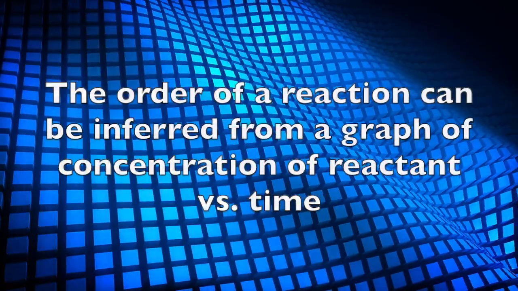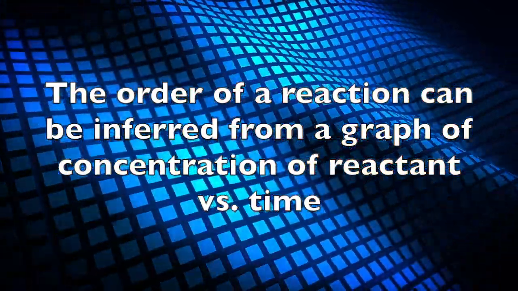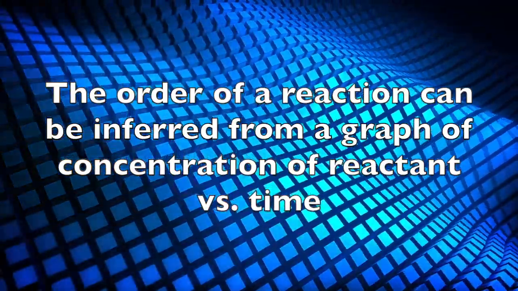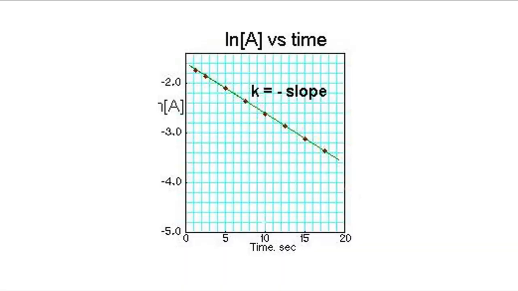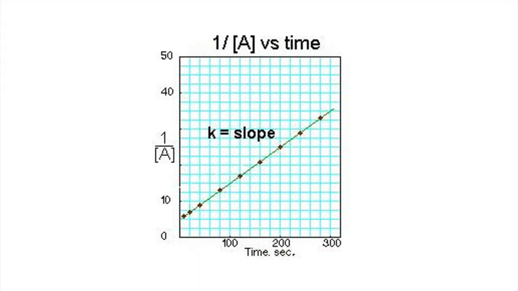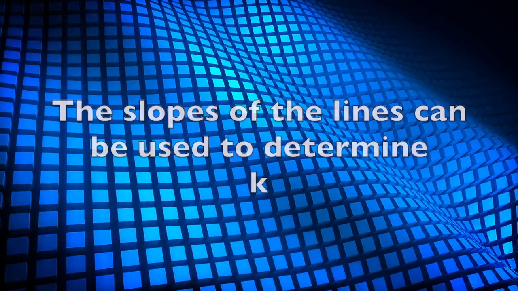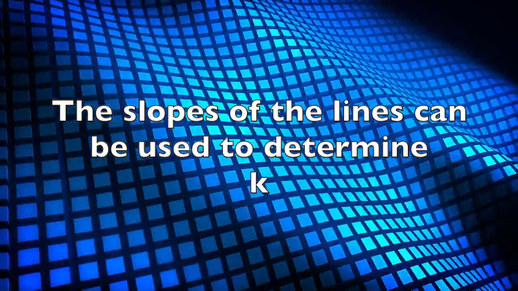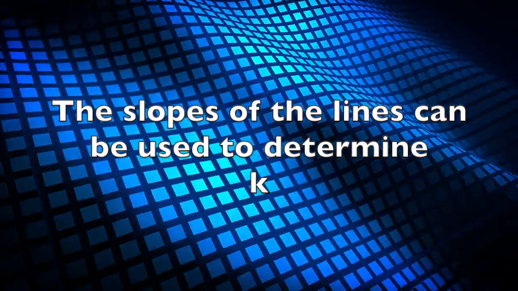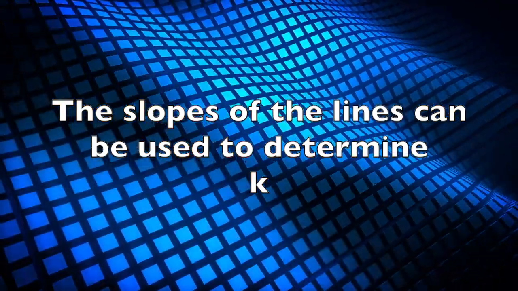In summary, the order of a reaction can be inferred from a graph of concentration of reactant versus time. And if a reaction is first order with respect to a reactant being monitored, a plot of the natural log of the reactant concentration as a function of time will be linear. If a reaction's second order with respect to the reactant being monitored, a plot of the reciprocal of the concentration of that reactant versus time will be linear. And the slopes of the concentration versus time for a zeroth, first and second order reaction can be used to determine the rate constant for the reaction.